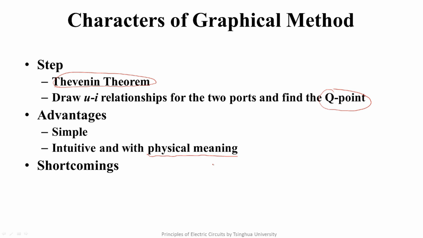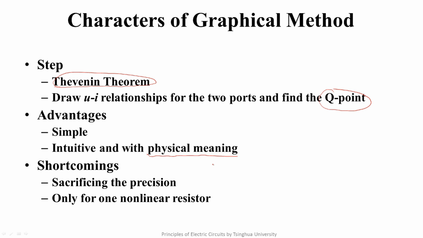But it also has obvious shortcomings. First, it sacrifices precision, because all the values come from the figure, so they have reading errors. In addition, you might notice we can use the Thevenin theorem because seeing from the nonlinear resistor to the left, it is a linear subcircuit, so it is only applicable to a circuit containing one nonlinear resistor. This is another drawback of this approach.